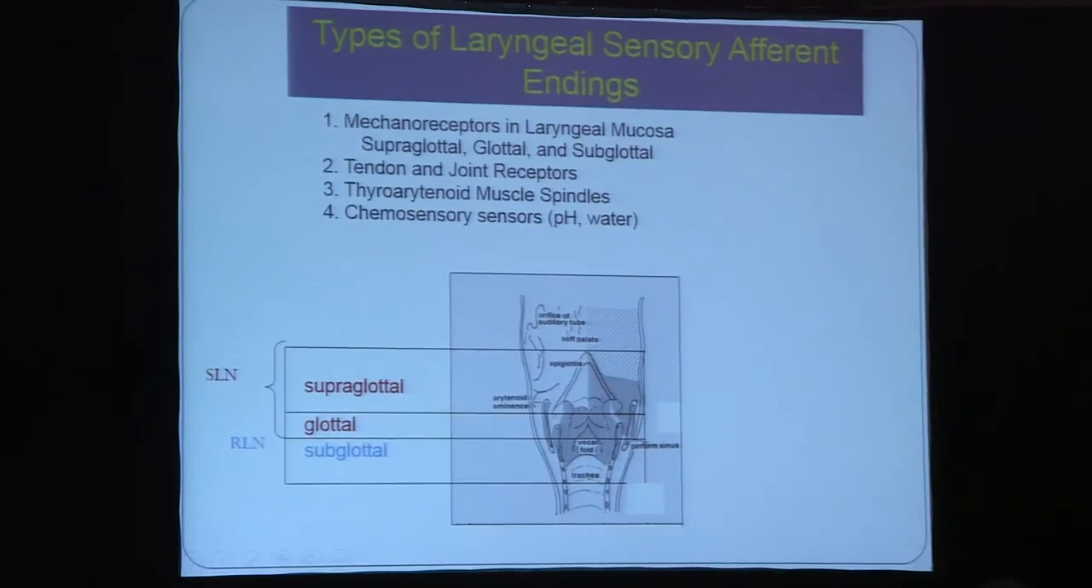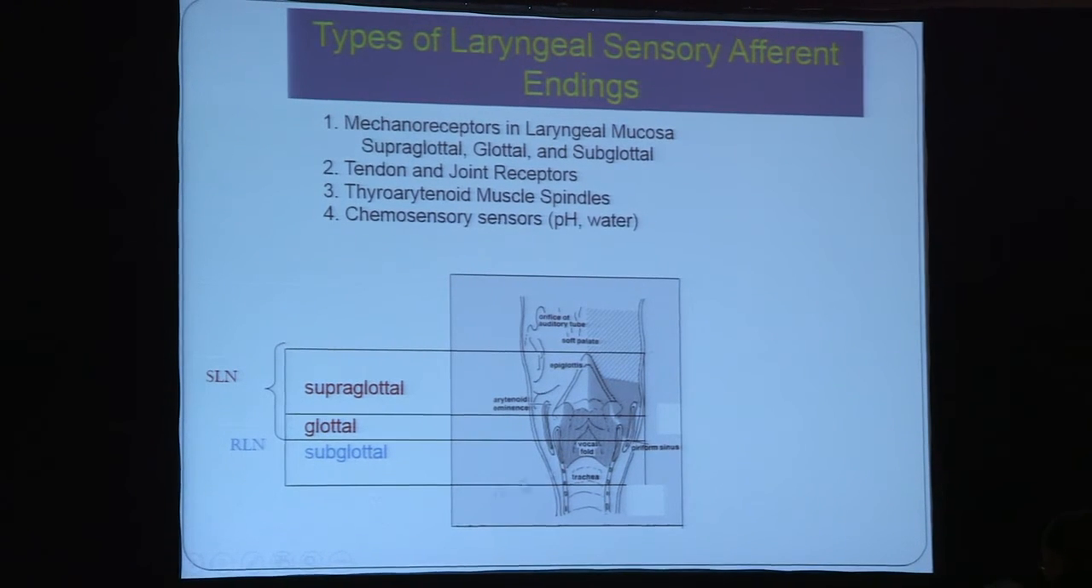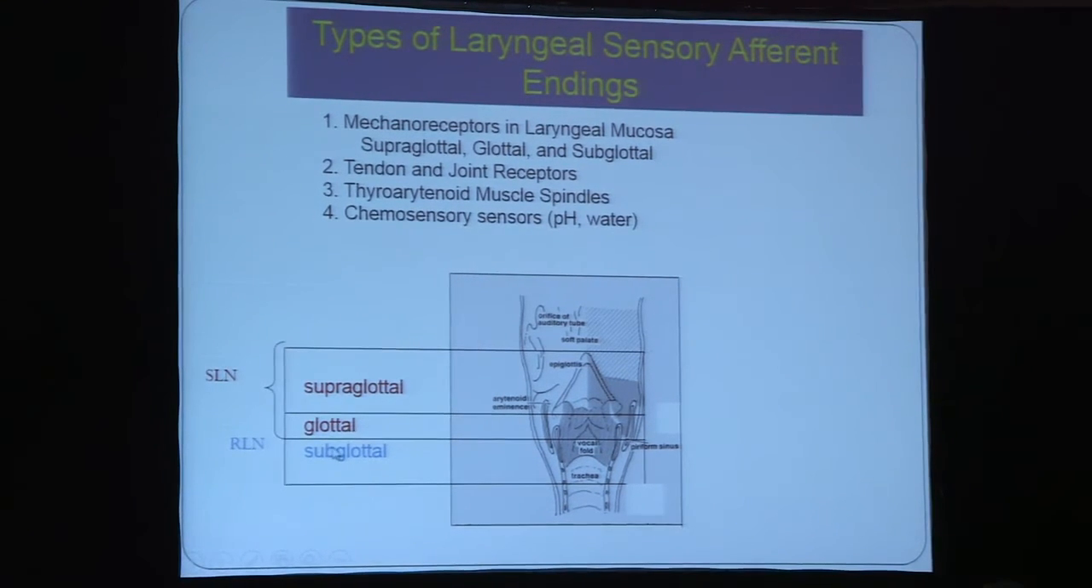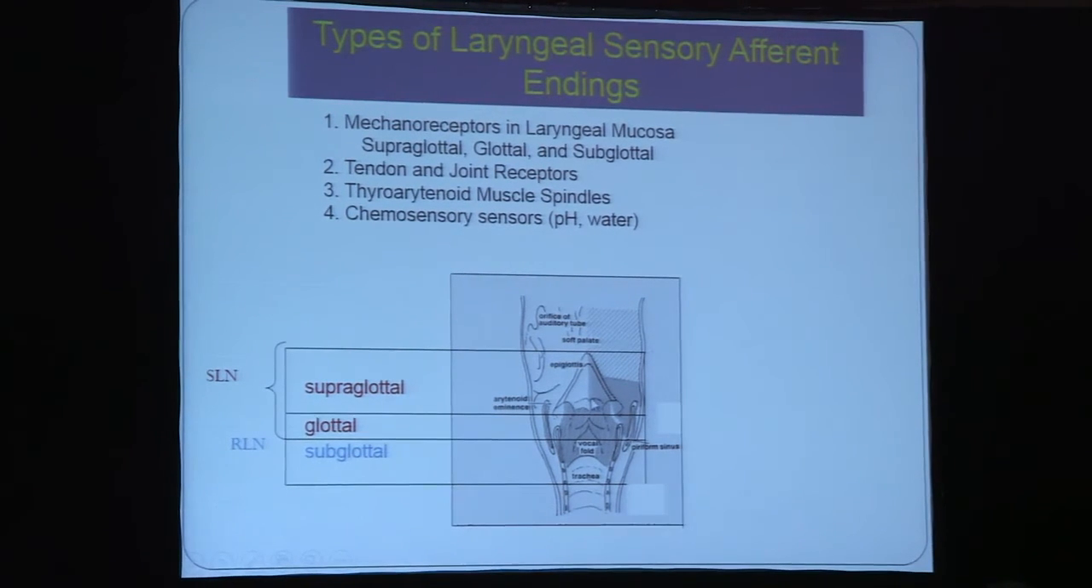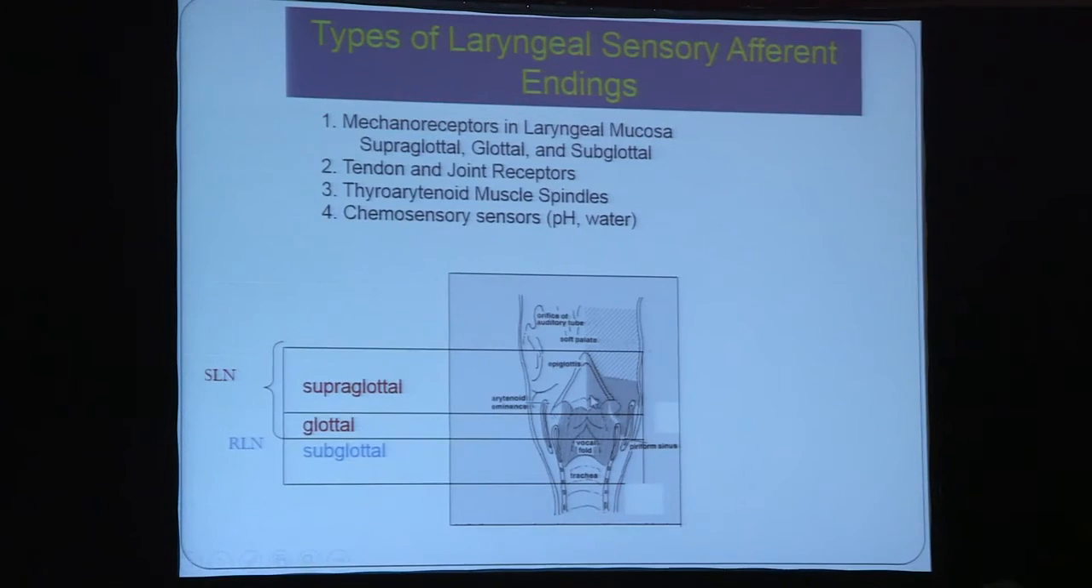There are two types of sensory afferents. They're the supraglottal and glottal, and then there's the subglottal. The subglottal are the afferents in the trachea, which are innervated from the recurrent laryngeal nerve, whereas the supraglottal and glottal afferents are by the superior laryngeal nerve. And those have inputs that go through the superior laryngeal nerve and are separate from those in the trachea.